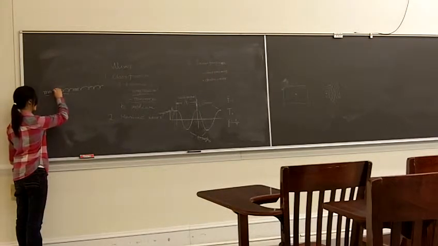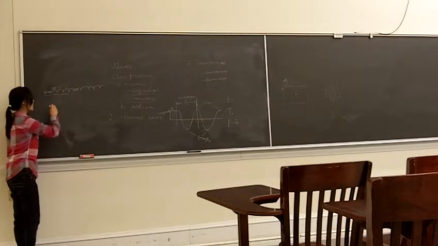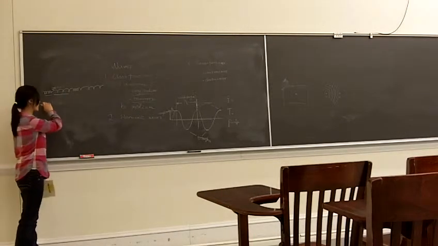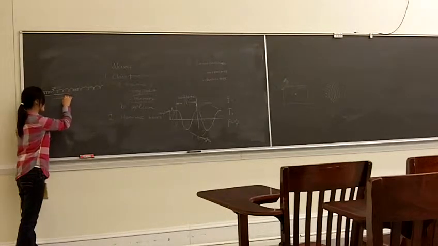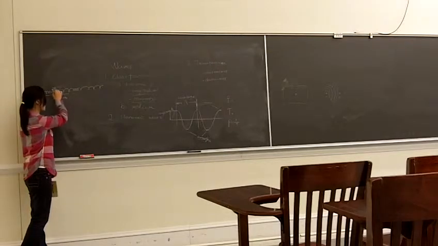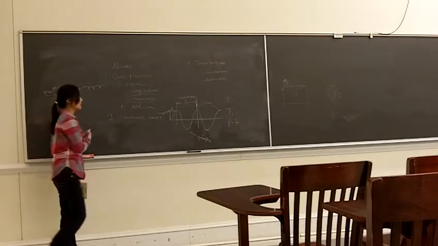If you take one point on the spring, you'll find it vibrates in this direction, in the x direction, and the wave is traveling in this direction. So that's what I mean by these two directions being parallel. That's why it's a longitudinal wave.